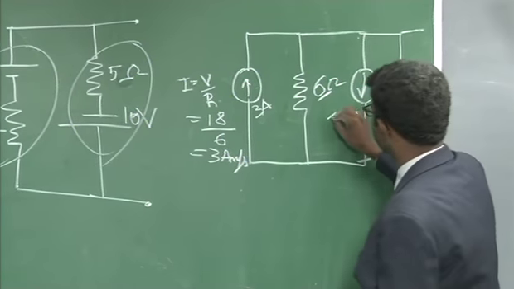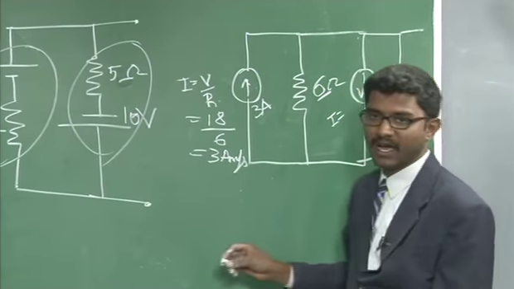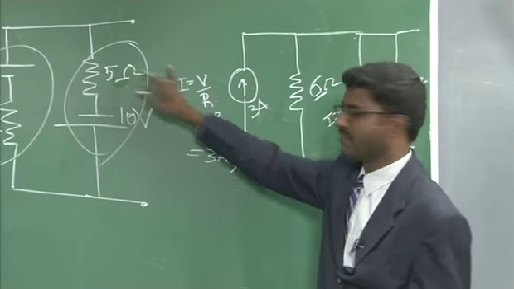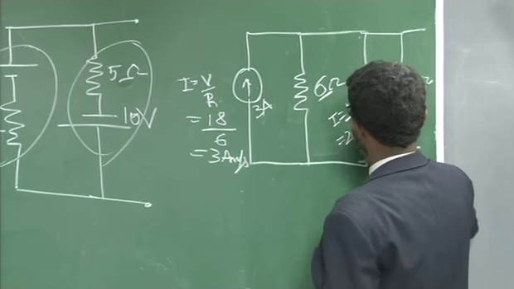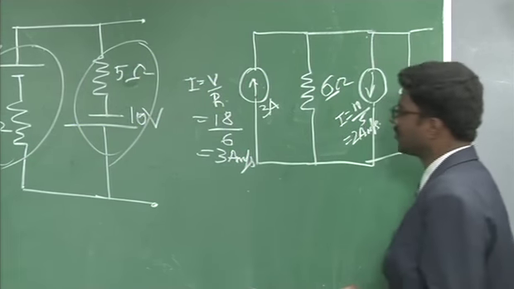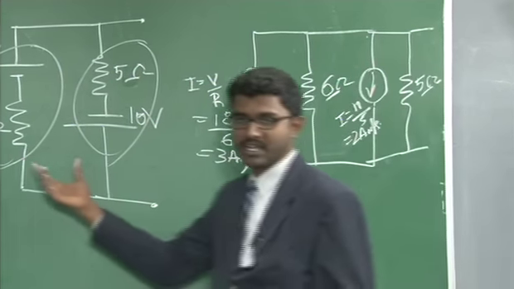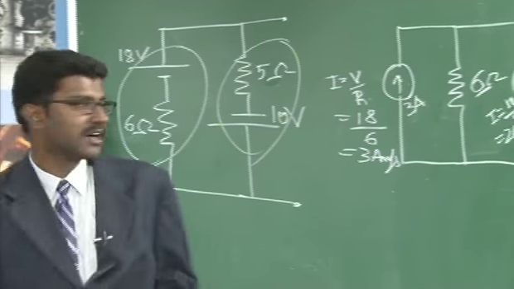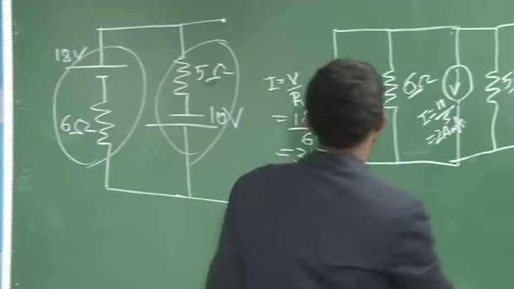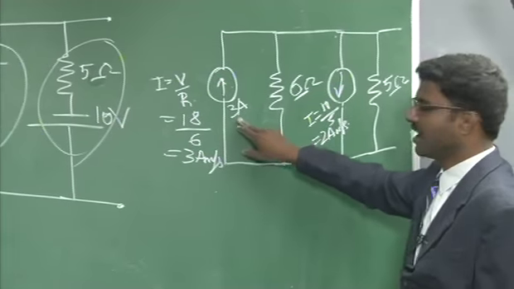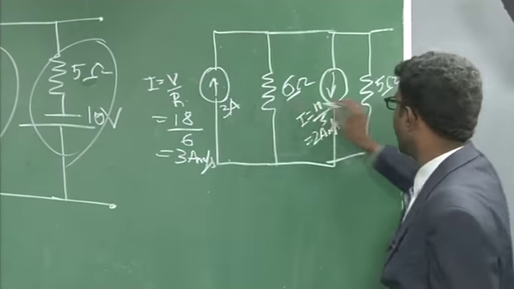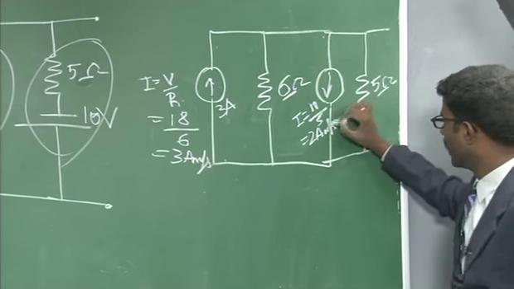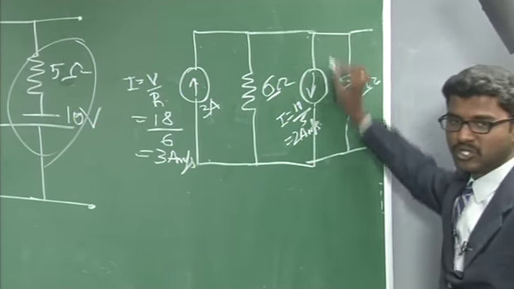And the value of this current source will be equal to V by R. That is 10 by 5, which is equal to 2 amps. So we have converted a practical voltage source into a practical current source. Now we can see that there is a 3 amps current which is flowing from downwards to upward direction, and similarly there is a 2 amps current which is flowing from upward to downward direction.